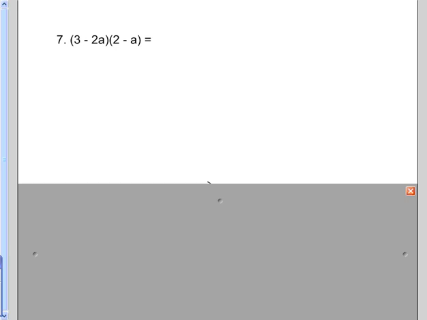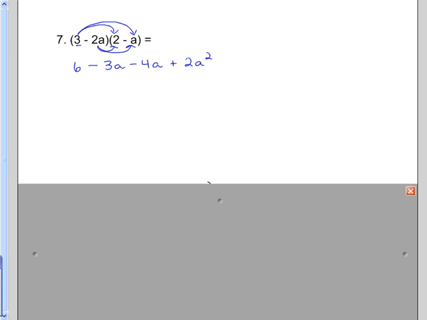Okay, picking up where we left off, multiplying using the FOIL method, we have 3 minus 2a times 2 minus a. Again, we're multiplying, or distributing, first term times the first term. 3 times 2 would be 6. Outer would be 3 times negative a, which is negative 3a. Inner would be negative 2a times 2, which is negative 4a. Negative 2a times negative a would be a positive 2a squared.